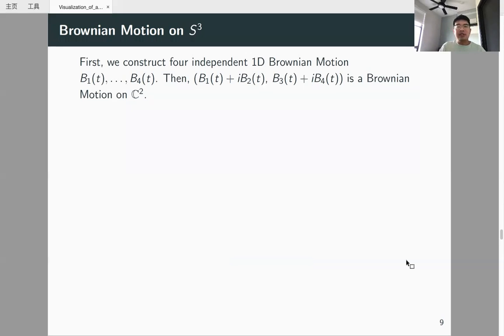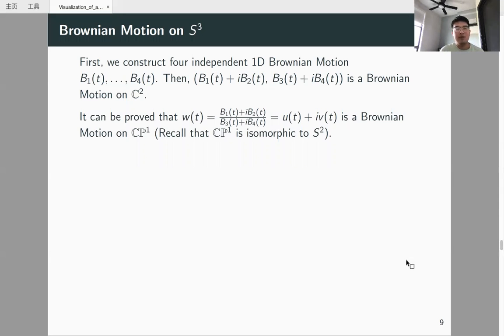Okay, so now it's our key algorithm to construct the Brownian motion on S3. So first, we construct 4 independent 1D Brownian motions, B1 to B4. Then (B1 plus i times B2, B3 plus i times B4) is a Brownian motion on C2. Then it can be proved that W(t), which is given by (B1 plus i B2) over (B3 plus i B4), is a Brownian motion on CP1. Recall that CP1 is almost the same as a sphere.